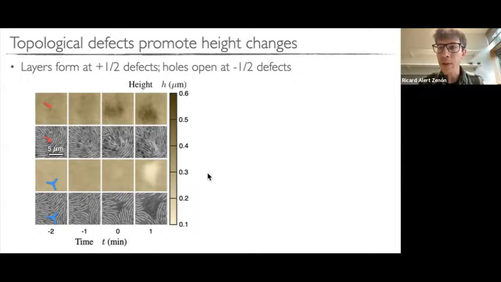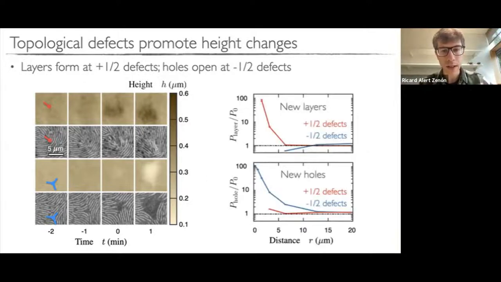And so what we then did was to compute the probability that either a new layer or a new hole would appear at a given distance from a defect. Okay, and so here are the results. What you can see is that for new layers, it's about 100 times more likely that they will appear at a plus 1/2 defect than far away from the defect. The probability decays with distance to the defect, okay.